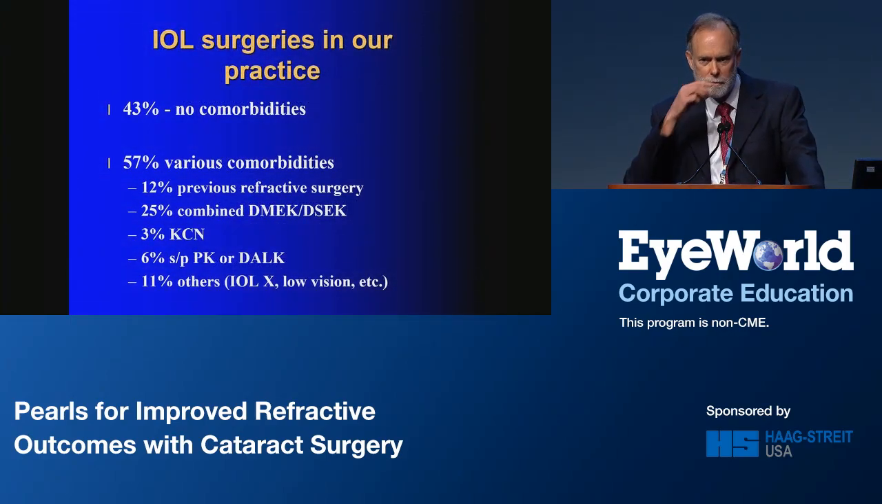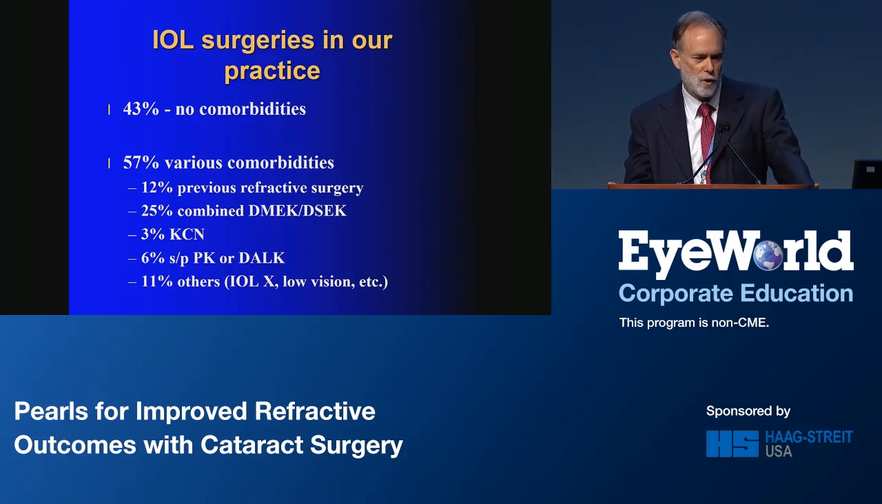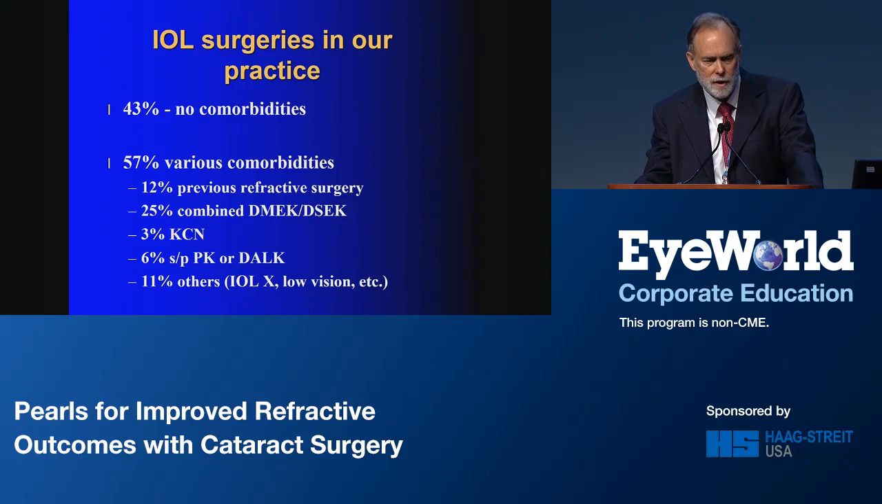So Warren will probably talk about the RBF formula, which is great for normal eyes, but when we've looked at our practice, only 43% of our IOL implants are for normal eyes. We take care of a lot of unusual problems. 12% of our cataracts are previous refractive surgery, 25% are combined with primarily DMEK, 3% keratoconus, 6% have had a previous PK or DALK, and 11% are a variety of other problems.